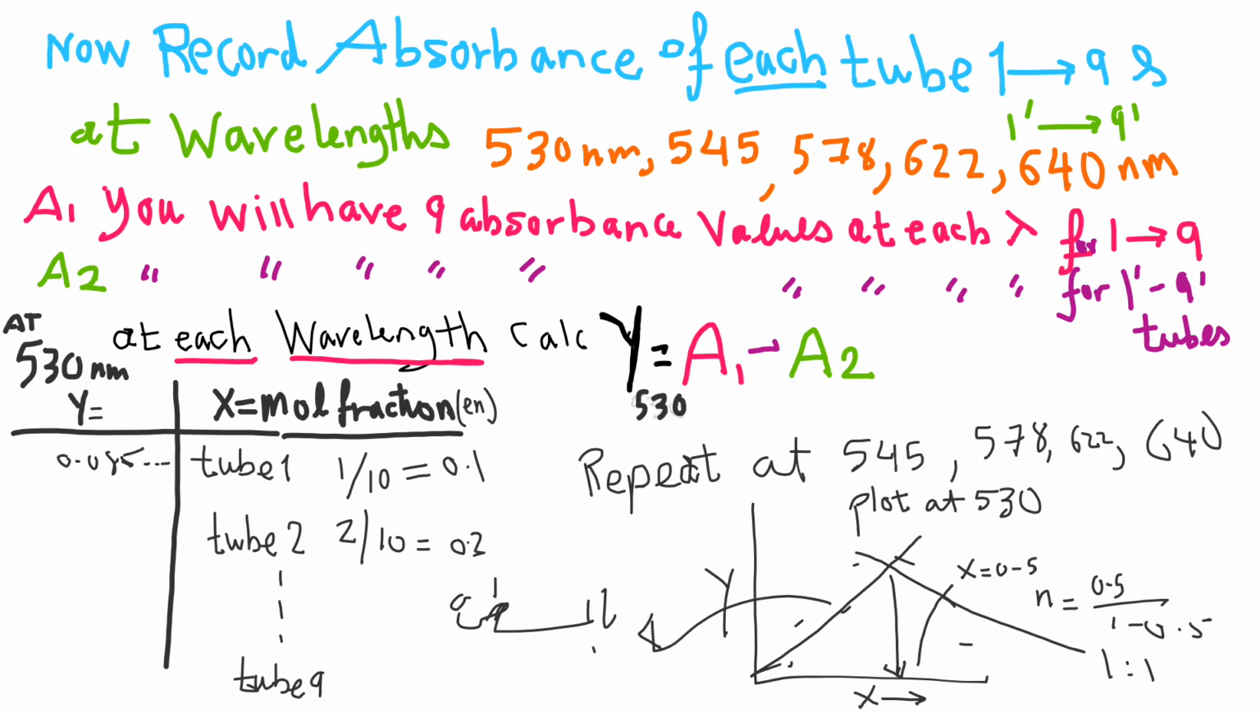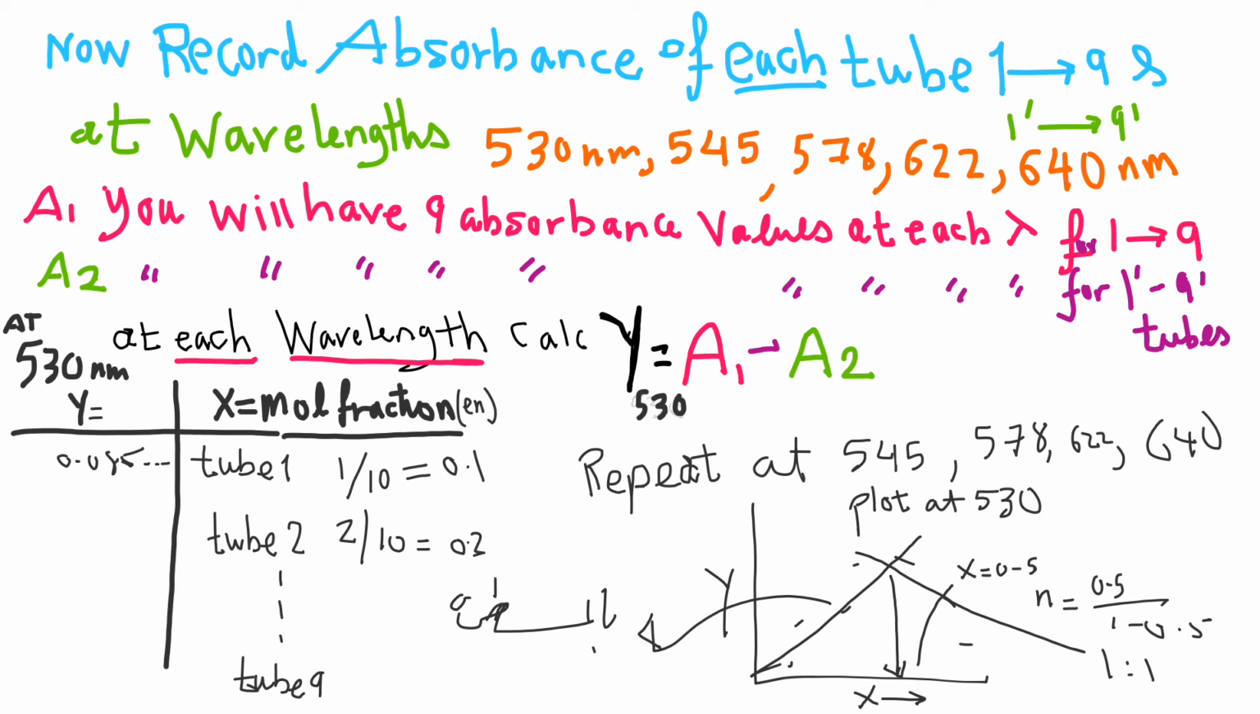Now you have absorbance A1 for the tubes 1 to 9, I called it A1 in red. And you have A2, which is the absorbance of the background from 1 prime to 9 prime. Now it's simple. For example, let's take 530 nanometer, absorbance A1 minus A2, which is the background, it gives you the first point. Now the second point for tube 2, the mole fraction for tube 1 is 1 over 10, which is 0.1. The second tube, 2 over 10, the mole fraction is 0.2, and you take the absorbance at 530.